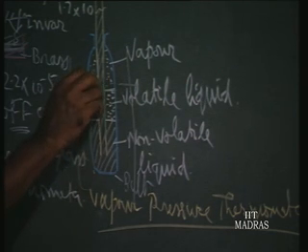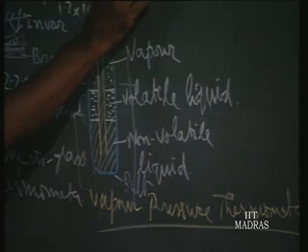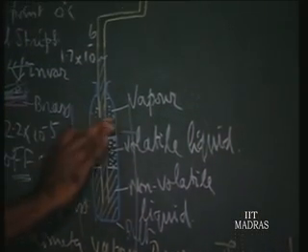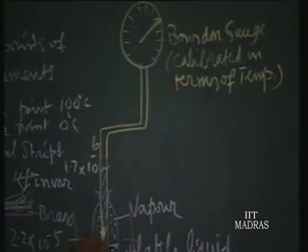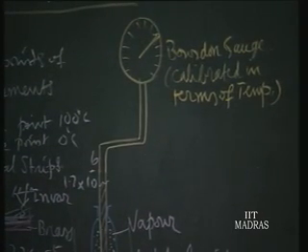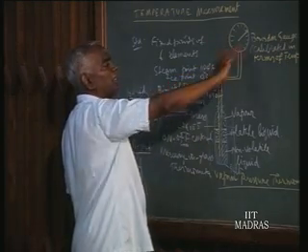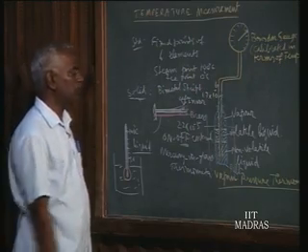So the same pressure is transmitted through this liquid, and it goes to a Bourdon gauge. It's a pressure gauge. So it measures the pressure of the vapor just above the volatile liquid, and the whole tubing, everything, is filled up with the non-volatile liquid. This is the construction. So the pressure reading is now calibrated in terms of temperature. This is the principle of a vapor pressure thermometer.